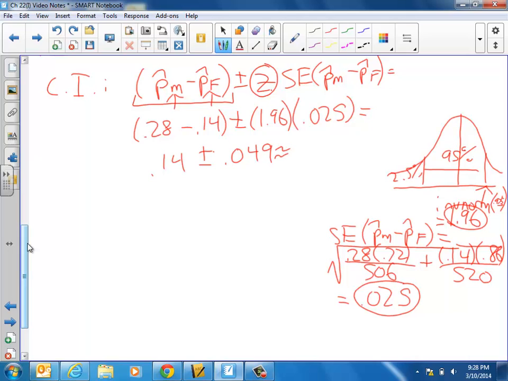So we believe with 95% confidence, and I'll write this out in just a second, that the true proportion of men who believe men are generally more intelligent minus the true proportion of women who believe men are generally more intelligent lies in the interval 9% to 19%. All right, so again, let's put this out in writing here. So, conclusion.